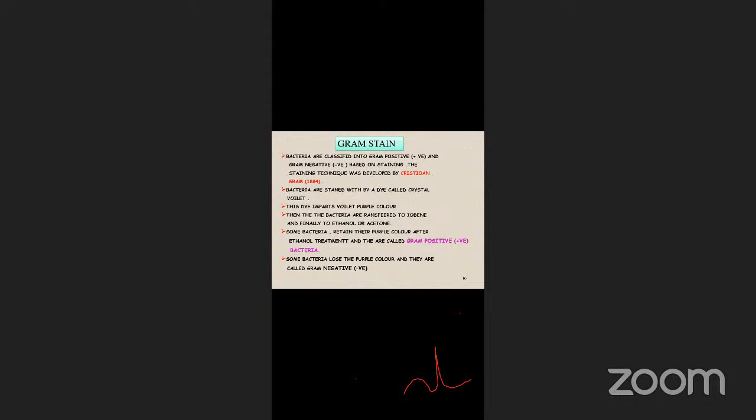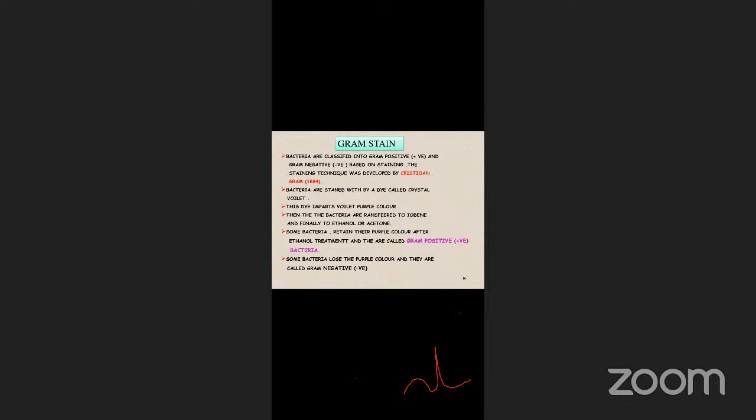The staining technique was developed by Christian Gram in 1884. The bacteria are stained with a dye called crystal violet. This dye imparts a violet-purple color. Then the bacteria are transferred to iodine and finally to ethanol or acetone. Some bacteria retain their purple color after ethanol treatment; they are called gram-positive bacteria. Some bacteria lose the purple color and they are called gram-negative bacteria. What is the reason for this?